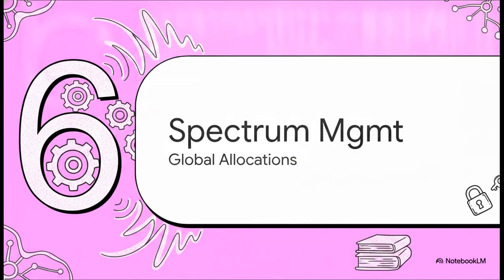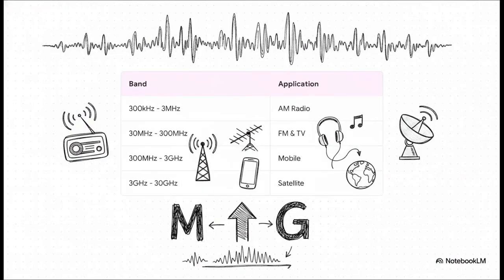Home stretch, everyone. Section 6. Spectrum Management. Global allocations and regulatory bodies. The radio spectrum is basically a limited natural resource, extending from 3 kHz all the way up to 300 GHz. You just have to memorize these 4 bands exactly, no way around it. AM radio is 300 kHz to 3 MHz. FM and TV sit in the 30 MHz to 300 MHz band. Mobile communications operate from 300 MHz to 3 GHz, and satellite takes over from 3 GHz up to 30 GHz.